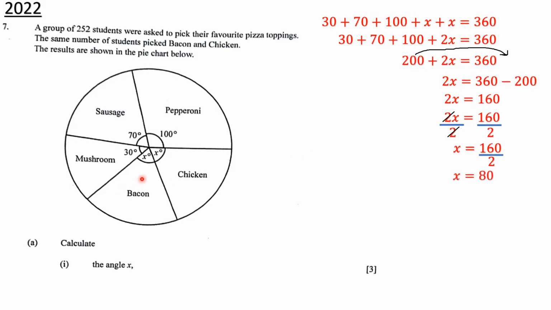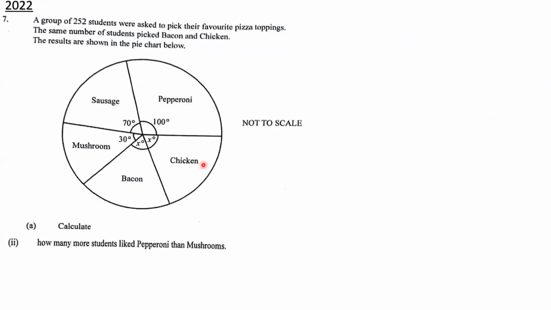What that means is that bacon accounts for 80 degrees and chicken accounts for 80 degrees. Okay, let's move on to the next part. It says calculate how many more students like pepperoni than mushrooms.